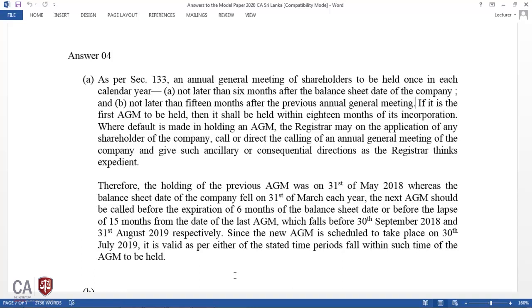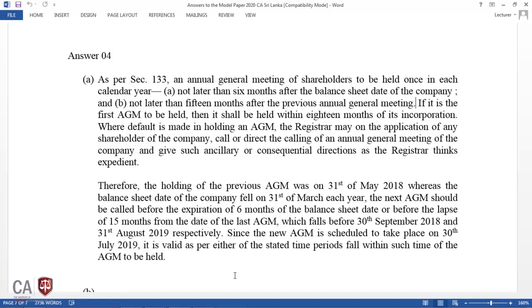If it is the first AGM to be held, then it shall be held within 18 months of its incorporation. So, if it was the first AGM, then it allows you to have the first AGM within 18 months from the date of incorporation. Where default is made in holding an AGM, the registrar may, on the application of any shareholder of the company, call or direct the calling of an annual general meeting of the company and give such ancillary and consequential directions as the registrar thinks expedient.